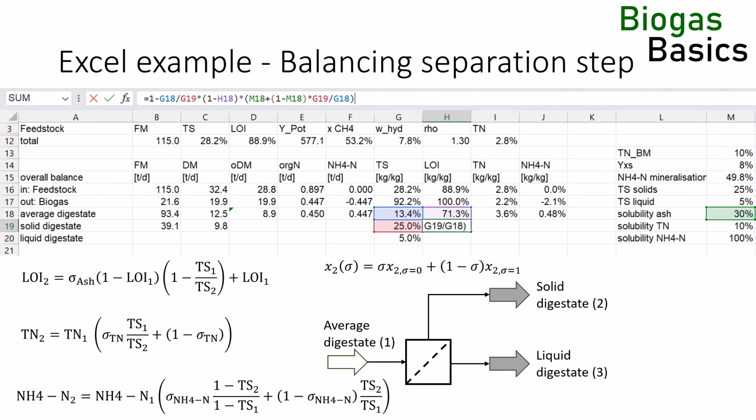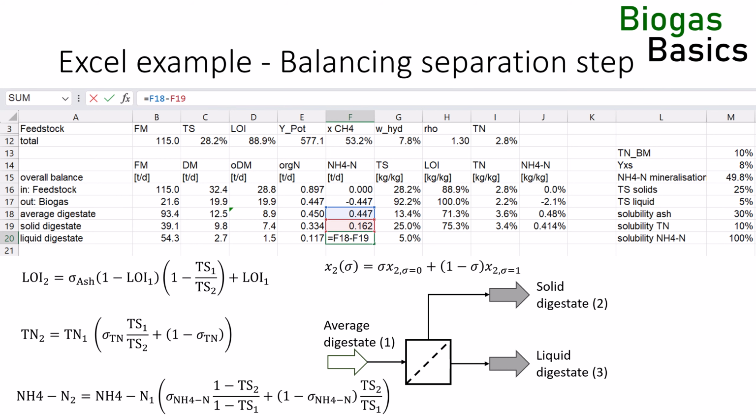We calculate the loss on ignition of the solid digestate with the solubility formula. Note that the formula works both for the solid and liquid digestate. We then calculate the organic dry matter flow of the solid digestate. Same for organic nitrogen. Finally, we calculate the total ammonia nitrogen concentration of the solid digestate and its mass flow using the formula for water solubility. In the last step, we balance the liquid digestate as average minus solid digestate and then calculate its properties.